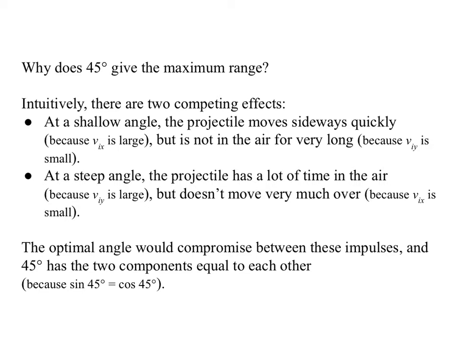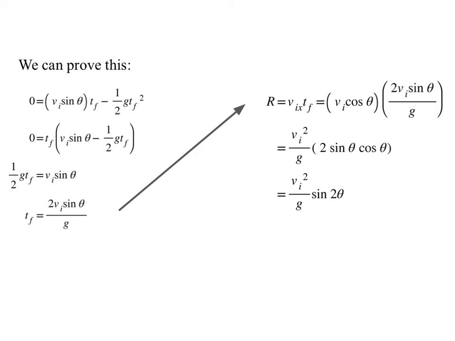At shallow angles, the object moves over quickly but has very little time to spend in the air. But at steep angles, the projectile is in the air for a very long time but hardly moves over at all, and in both cases we get very little range. So the optimal angle would be a compromise between those two, and 45 has those two components equal to each other and therefore is the optimal angle. We can actually prove this.